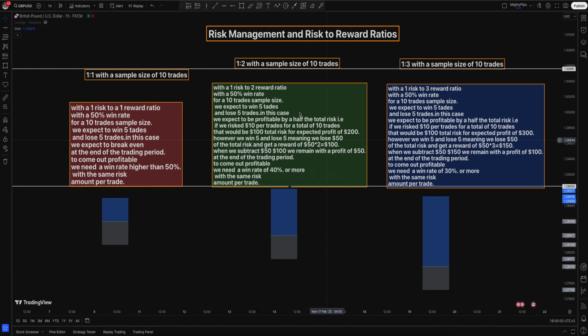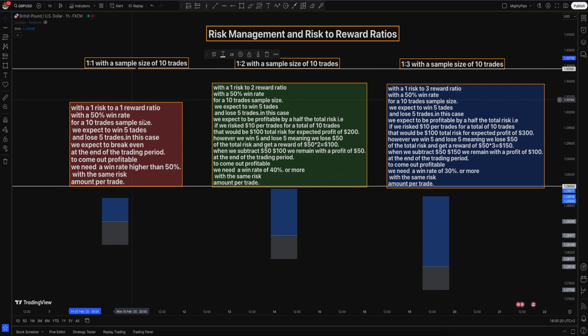Now let's look at the second example here. When you have a risk to reward ratio of 1-to-2, which means you are risking one part of your risk to get twice as much, okay? For example, with the same strategy you used in the previous example, you have a 50% win rate, okay? For 10 trades, you win 5 and you lose 5. We expect to be profitable by half the total risk, meaning if the total risk for the whole 10 trades is $100.